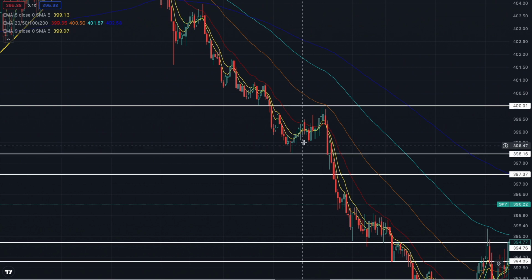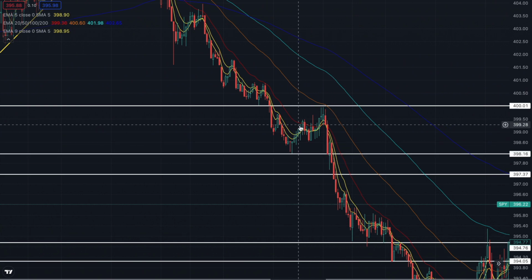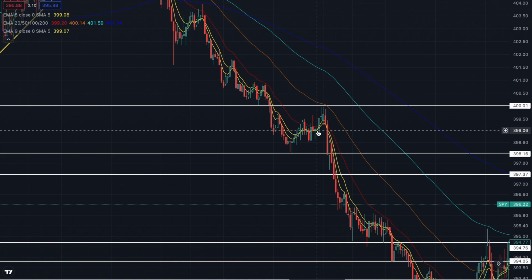But it bounces off the 9 EMA, goes all the way down here. This is a point of support. Breaks through the support, goes all the way down. This is how easy the market is.